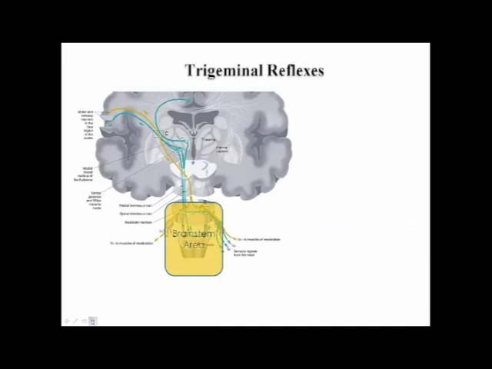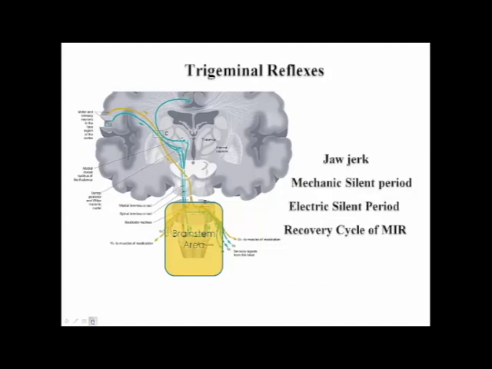The brainstem is the most critical area to be analyzed for the complexity of the polysynaptic circuitry that generates the reflexes. In any case, for our professional field, the most important reflexes are the jaw jerk, the mechanical and electrical silent periods, and the recovery cycle of the masseteric inhibitory reflex.